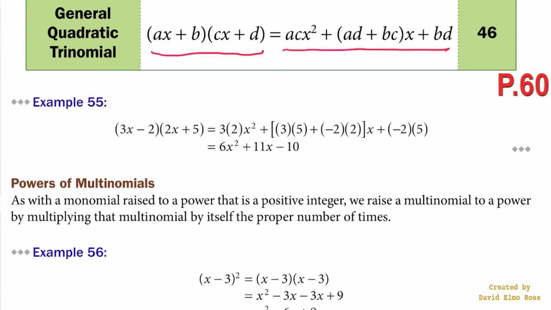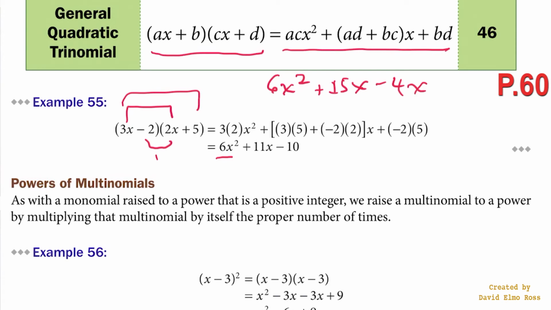So here's an example where we're using exactly the same thing that we've got here, and we can expand this out here. This again is 3x times 2x, which is 6x squared. Then we have 3x times 5, which is 15x. Outside is going to give us 15x. Inside is going to give us minus 4x. And the last term is going to give us minus 10. So this is going to be 6x squared, 15 minus 4 is 11x, minus 10. And that is our answer.